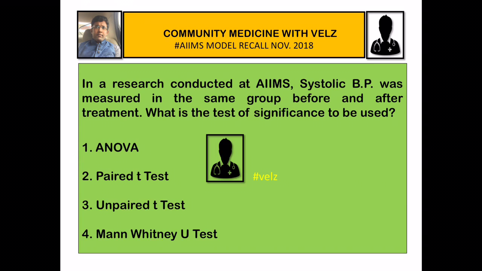In a research conducted at AIIMS, systolic BP was measured in the same group before and after treatment. What is the test of significance to be used? So the data now is quantitative, same group, so it is paired. So the answer will be paired t-test.